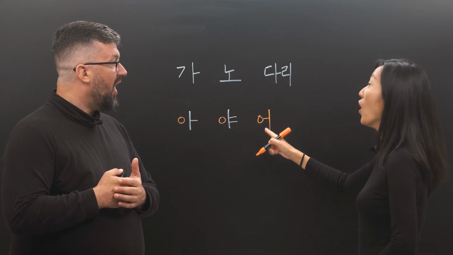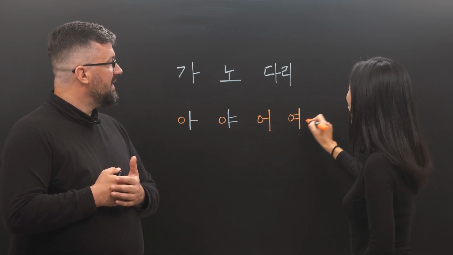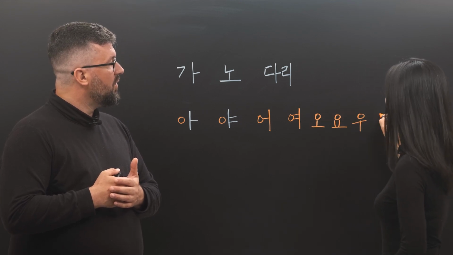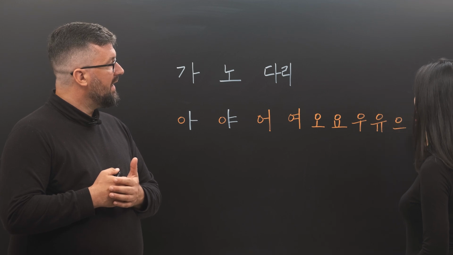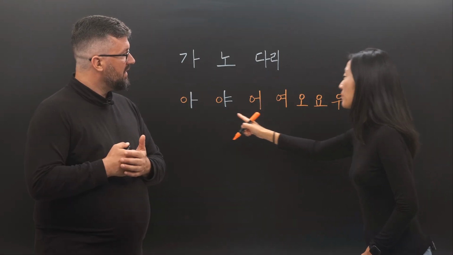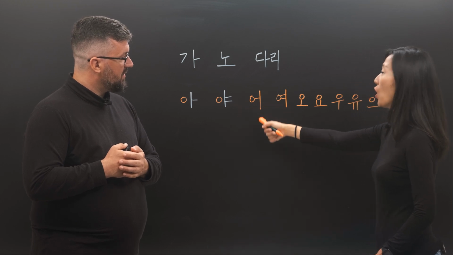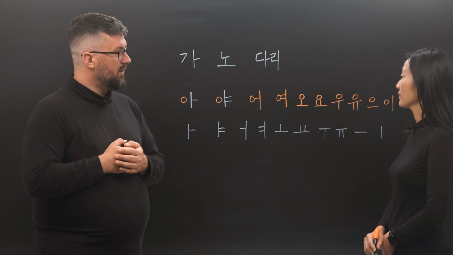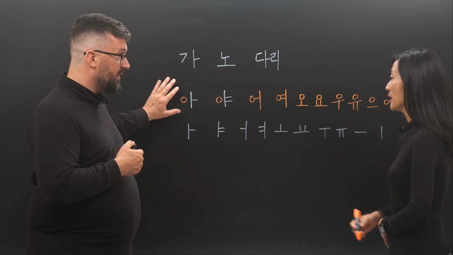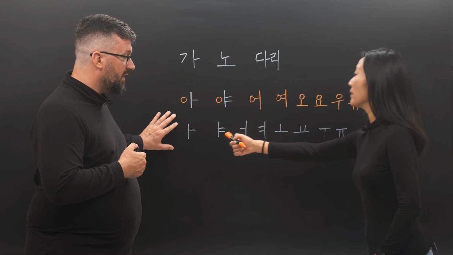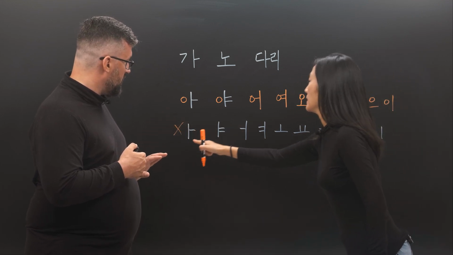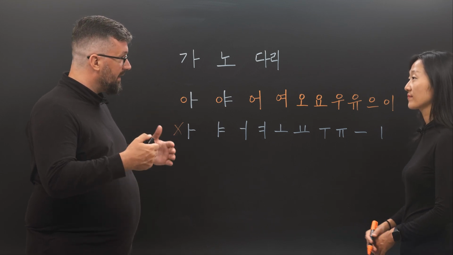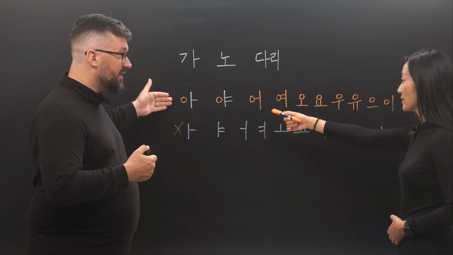아, 야, 어, 여, 오, 요, 우, 유, 으, 이. We always write 아, 야, 어, 여, 오, 요, 우, 유, 으, 이. So we always write like this, with a placeholder if there is no consonant. But we never write the vowels alone like this, not in a sentence or in a word. These are just letters. If we use them in language, we always need either a consonant or a placeholder.